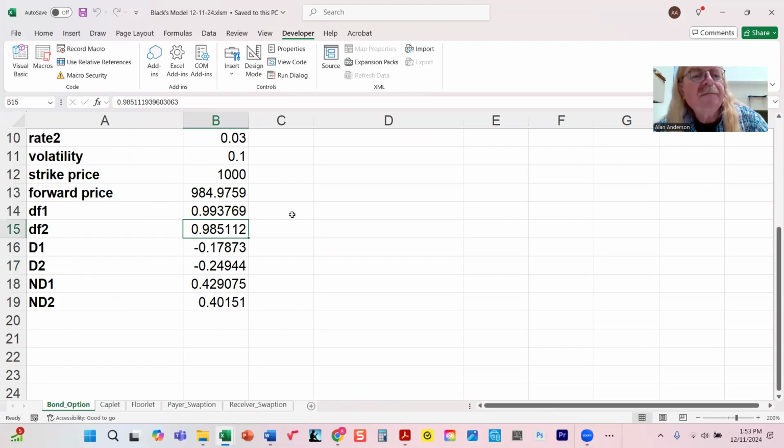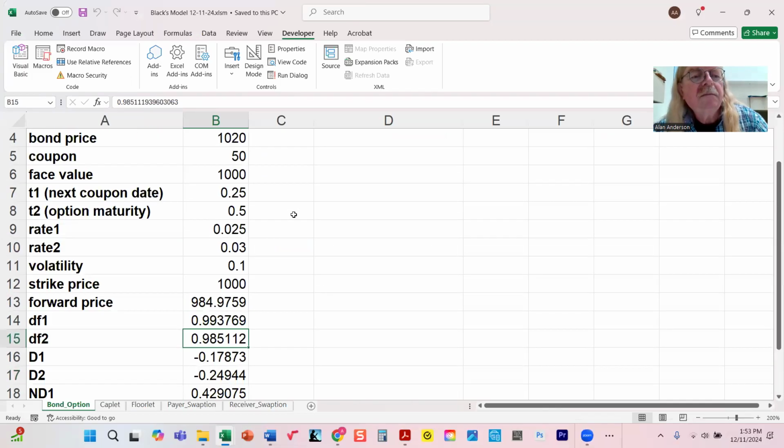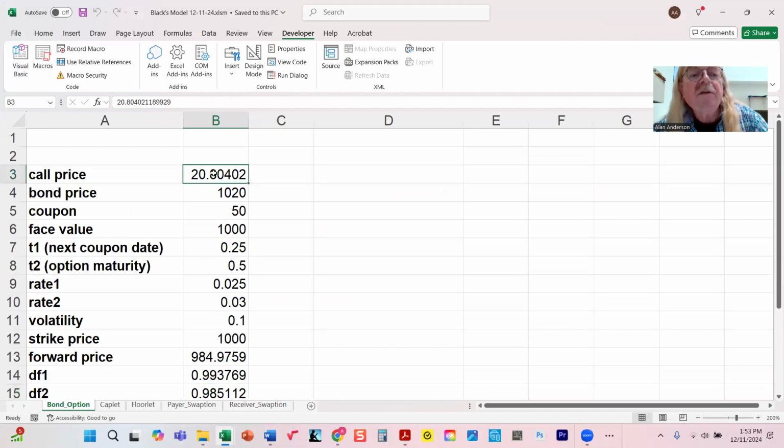But we have to provide it with an awful lot of information, as you can see. So when we're done, here's the final result. This is the price right here, $20.80.402. And just like we've seen before, if you want to check the assumptions, if you want to see what happens if, for example, I change the strike price to 1,050, you can just go ahead and type that there and run it again, and you'll see the answer will pop out.